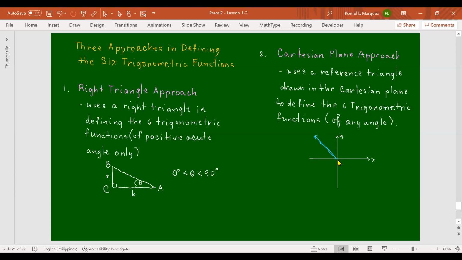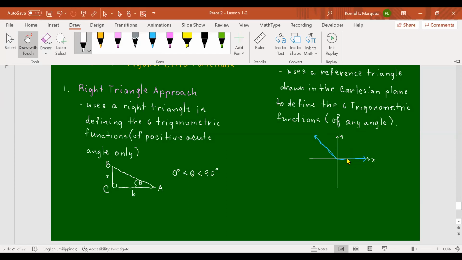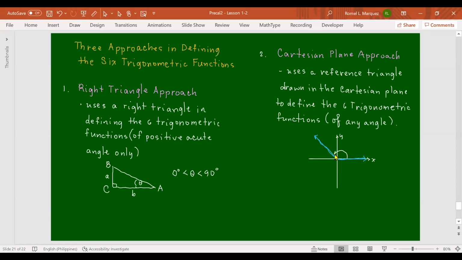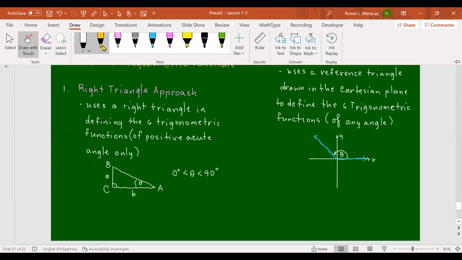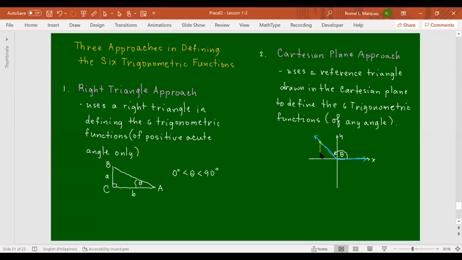So that's my angle. My angle is more than 90 degrees. So that's my angle, guys. Rotation counterclockwise, so actually it is a positive angle. That's my theta. But I'm going to draw a reference angle. It is where we are going to read the value of the trigonometric functions of theta from this right triangle here.